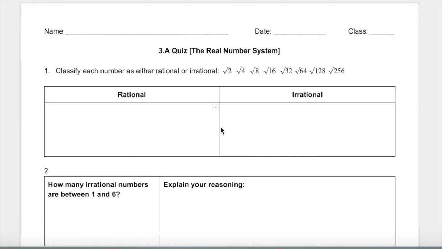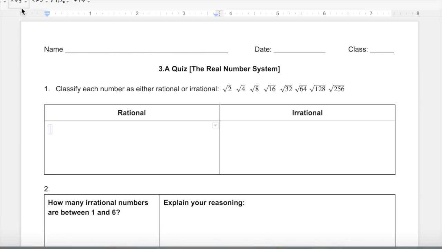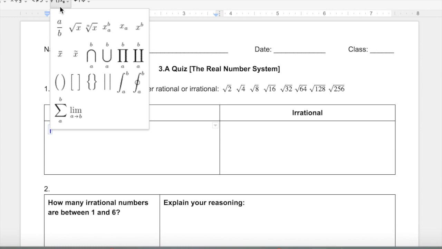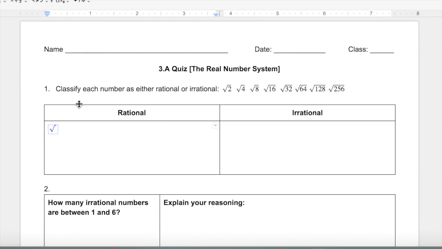So some easy ones that we can pick out here would be perfect squares, because perfect squares are going to simplify to whole numbers which are rational. So for rational numbers, we have the square root of 4, because that is 2, and you can put on your answer key that it equals 2. Okay, but as long as that square root of 4 is there.